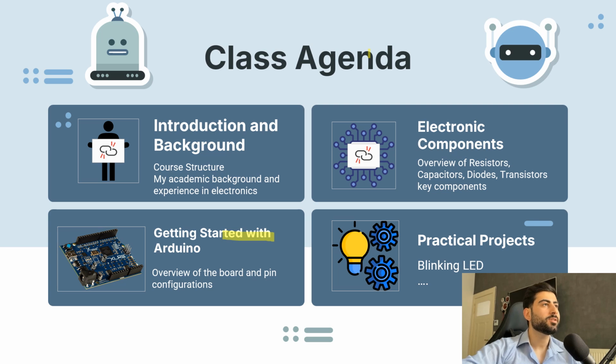Okay, today's agenda: first, I will introduce the course structure, explaining how grading and assignments will work. Then I will show you some of the projects I've worked on so you can get a better sense of the practical application and the experience I bring to the course. Next, we will start exploring different electronic components, what they are and the role they play in a circuit, like what a capacitor is and what its role in the circuit is.